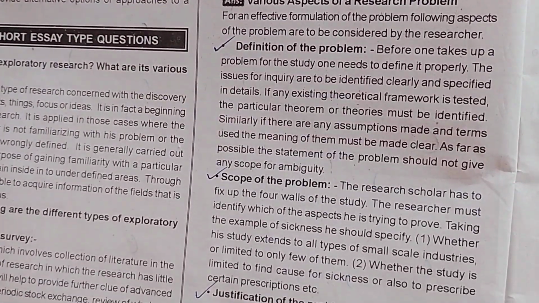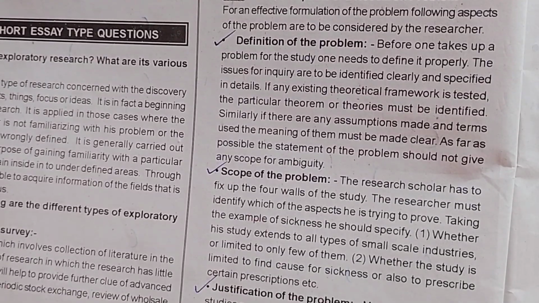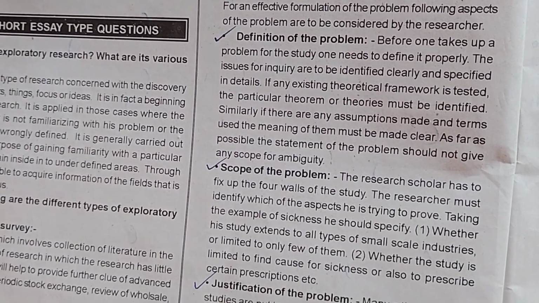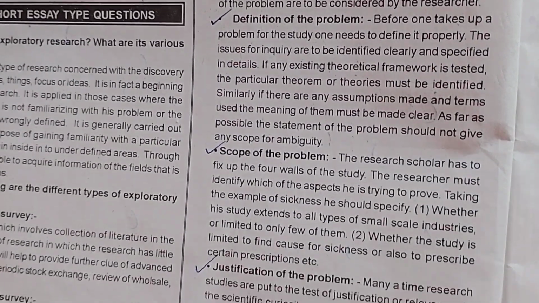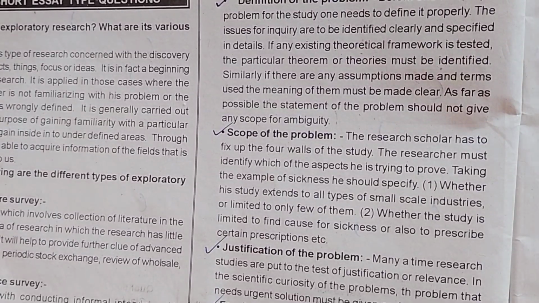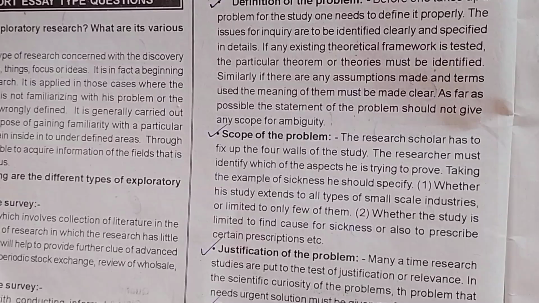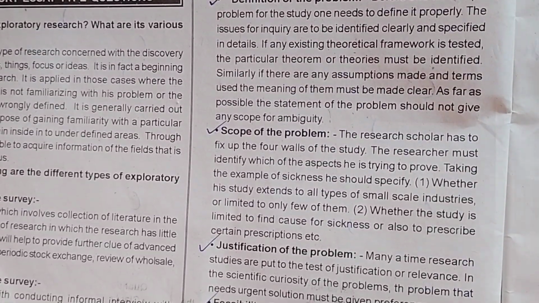Next is scope of the problem. The research scholar has to fix up the four walls of the study. The researcher must identify which of the aspects he is trying to prove. Next, justification of the problem. Many times research studies are put to the test of justification or relevance.